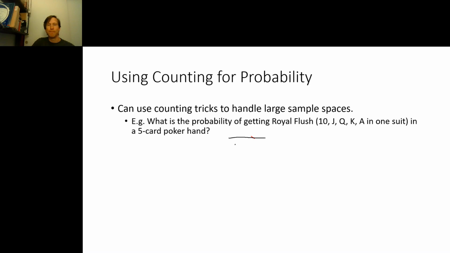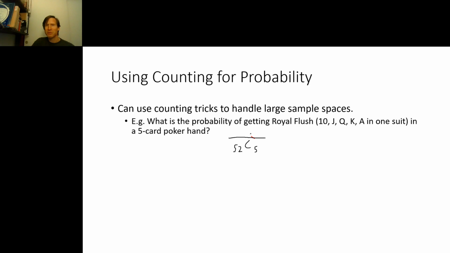So to choose a 5-card poker hand, we have 52 possible cards, and we need to choose 5 of them. Now, we aren't replacing cards into the deck after we draw, and also the order in which we draw the cards doesn't matter, and that's why we're using choose instead of permutations.